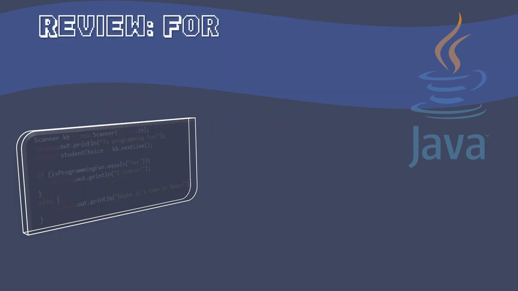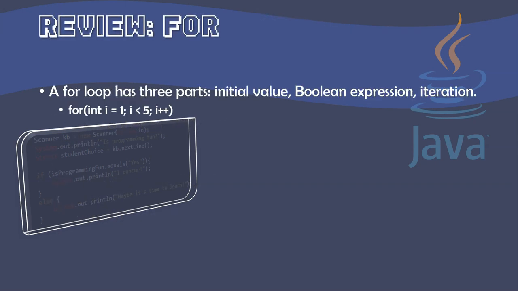Now with a for loop, the big thing to remember here is that there are 3 parts. We have our initial value, we have our Boolean expression, and we have iteration. And here's a quick header example. We have for int i equals 1, i is less than 5, i plus plus. The i equals 1, of course, is our initial value where we're starting that loop at. i is less than 5 is our Boolean expression. And i plus plus is telling me what my value of iteration is.